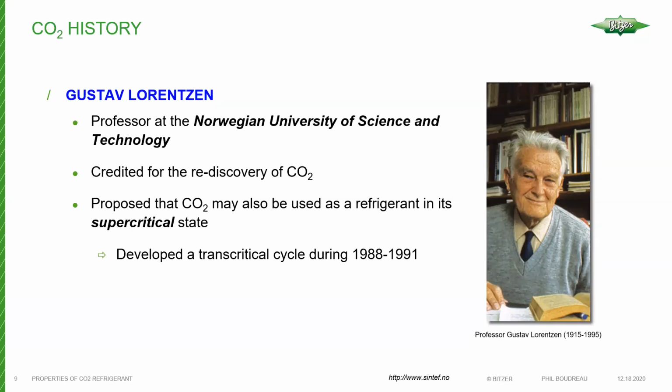Now, Gustav Lorentzen is a gentleman who was with the Norwegian University of Science and Technology. He was credited for the rediscovery of CO2. And here's a gentleman who thought, why are we always so focused on subcritical refrigeration? Why do we have to always work below the critical point? Why don't we transcend this critical point and operate transcritically as a supercritical fluid? And this is exactly what he proposed. And then he even developed a transcritical cycle in the late 1980s to early 1990s.